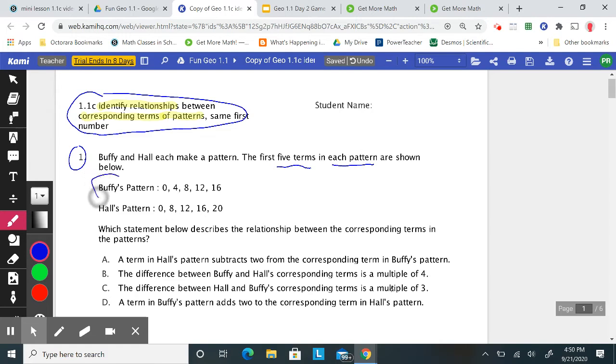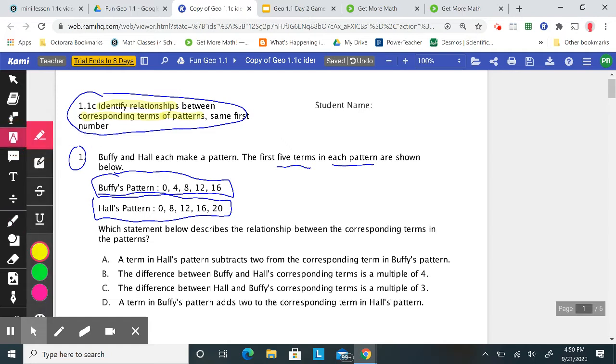So here's Buffy's pattern, and here's Hall's pattern. So Buffy listed 0, 4, 8, 12, and 16, where Hall listed 0, 8, 12, 16, and 20. So we're supposed to pick the statement below. Which statement describes the relationship between corresponding terms in the patterns?